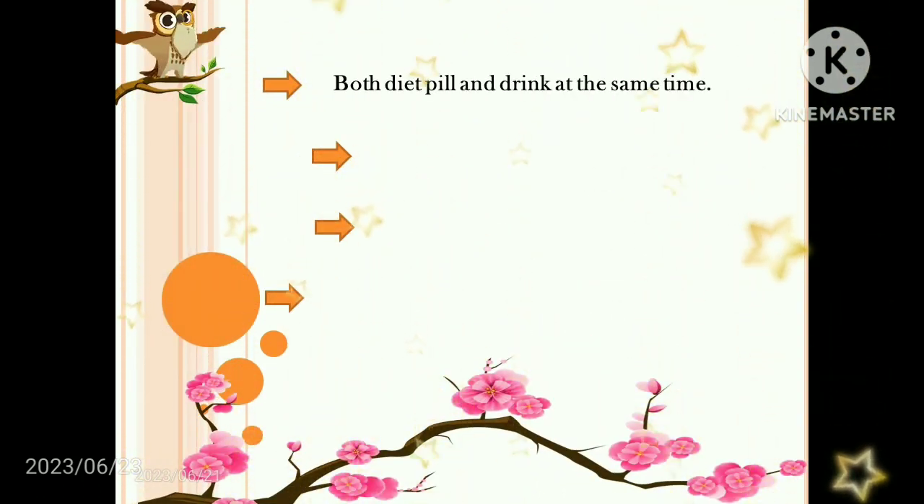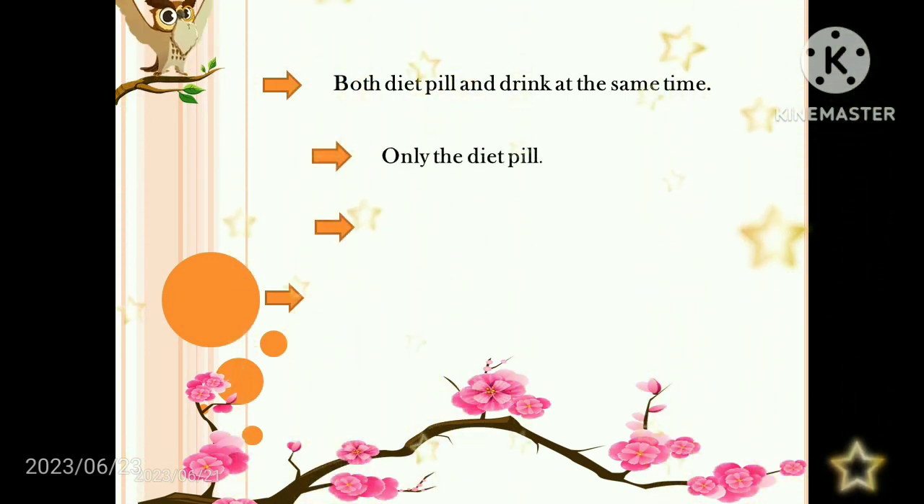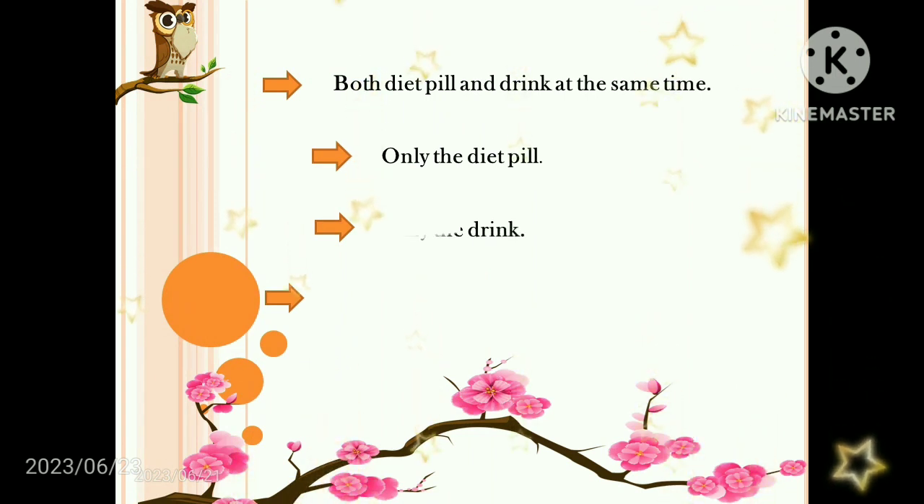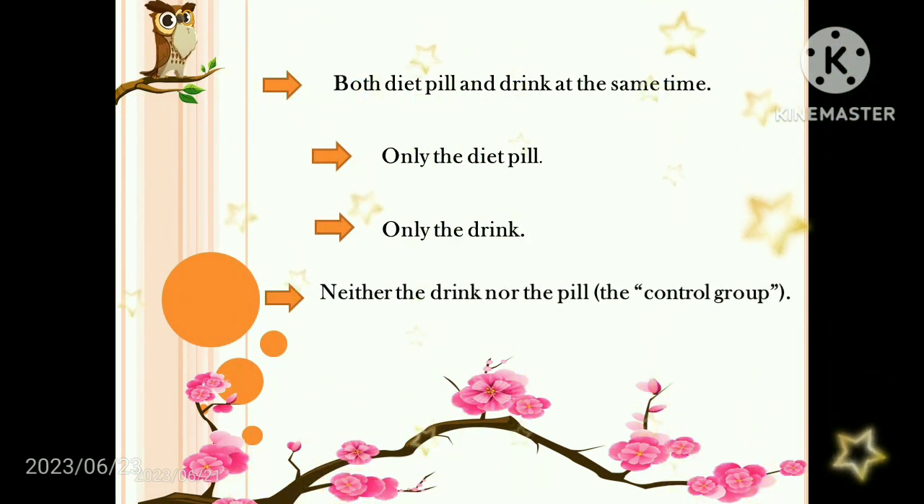Here they are. First is both the diet pill and drink at the same time, then only the diet pill, or only the diet drink, and neither the drink nor the pill, which is our control group.